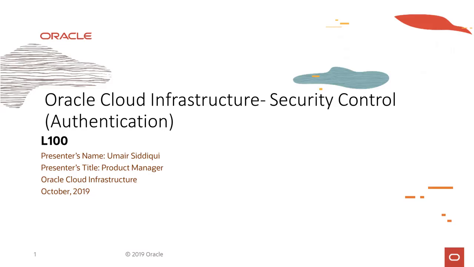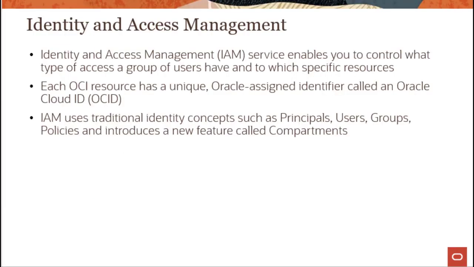Welcome to Security Control from Authentication Perspective. So from authentication perspective, OCI provides Identity and Access Management, or IAM services. IAM services basically enable you to control who can do what in your OCI account. So who can log in, and once they have logged in, what kind of operations they can perform.